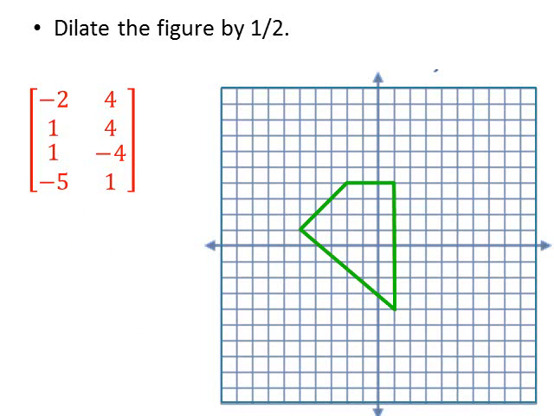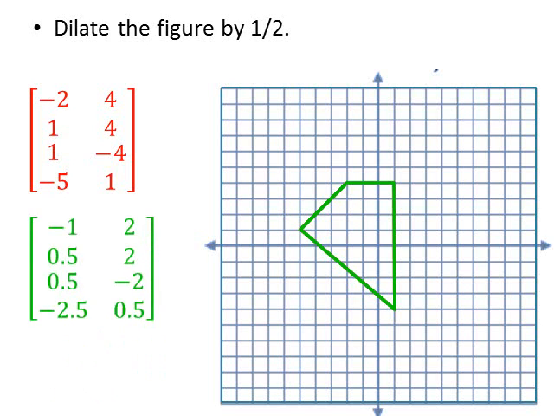If we want to make the shape smaller instead of larger, we'd have to multiply by a fraction, because multiplying by a fraction is what gives you a smaller number. Be careful not to multiply by a negative. We're going to see what happens when you do that later. So in this case, we're going to dilate the figure by 1/2. So we multiply all the numbers in the red matrix by 1/2.